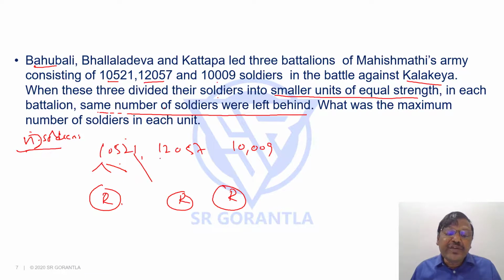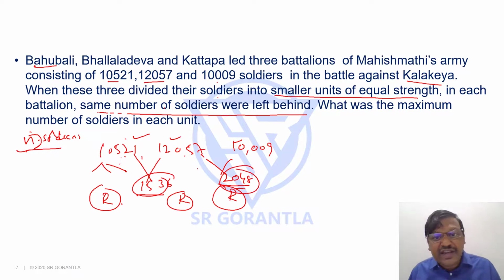Yes. So what is the difference between 10,521 and 12,057? You can see it is 1536. What about this, 12,057 minus 10,009? It is 2048. So 1536 and 2048. What is the number that divides them? The number that divides these three will divide their differences, 1536 and 2048, exactly. So I want the greatest number, the maximum number of soldiers in each unit, means this n should be maximum. What is the maximum number that divides 1536 and 2048 means it is the HCF of them. What is the HCF of 1536 and 2048?